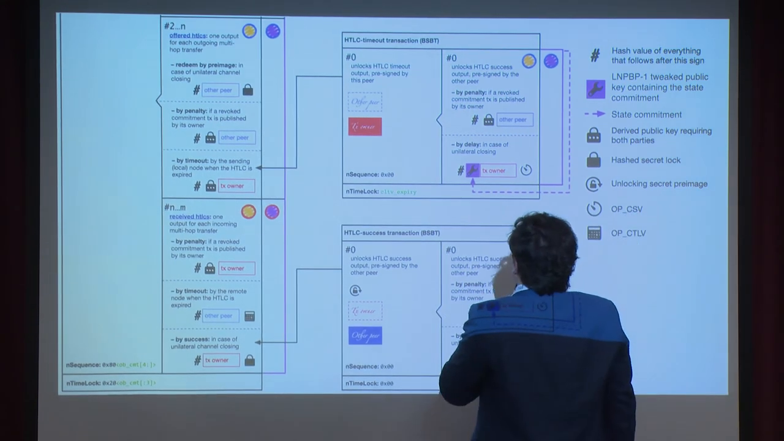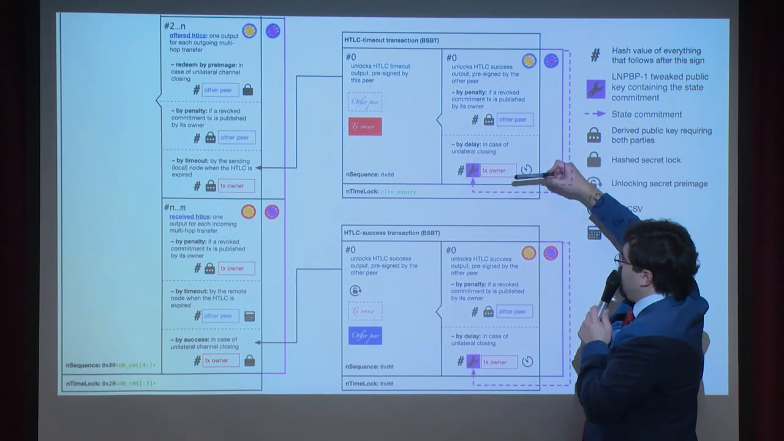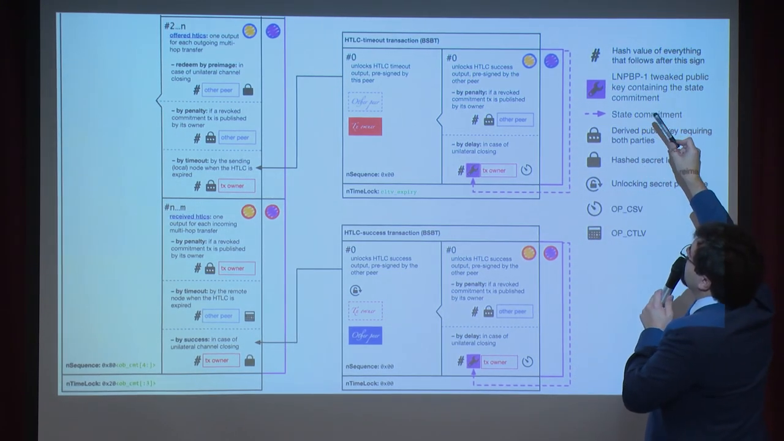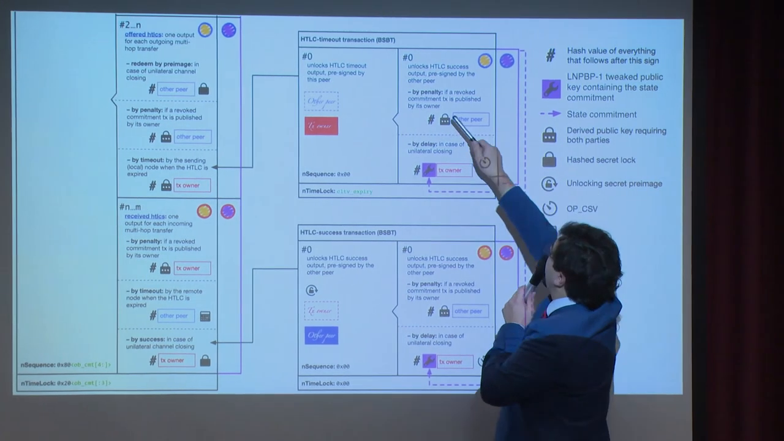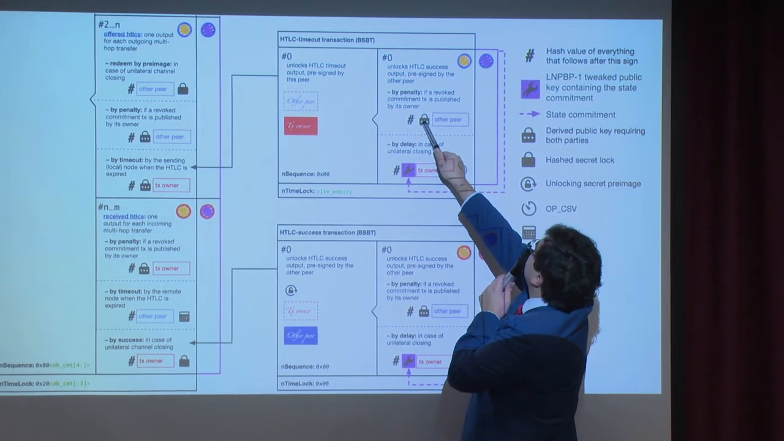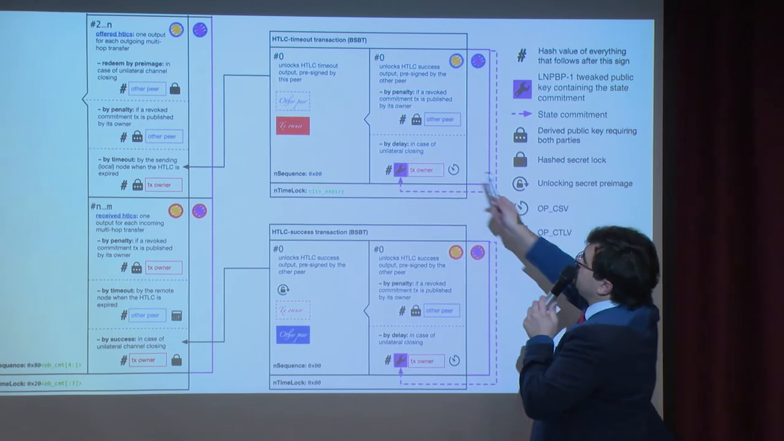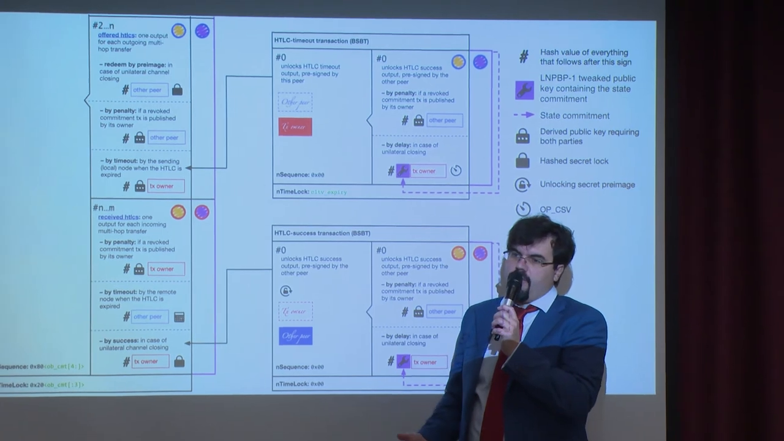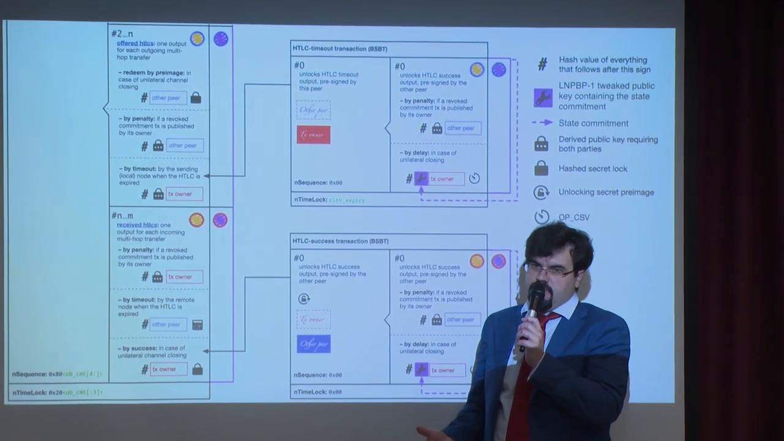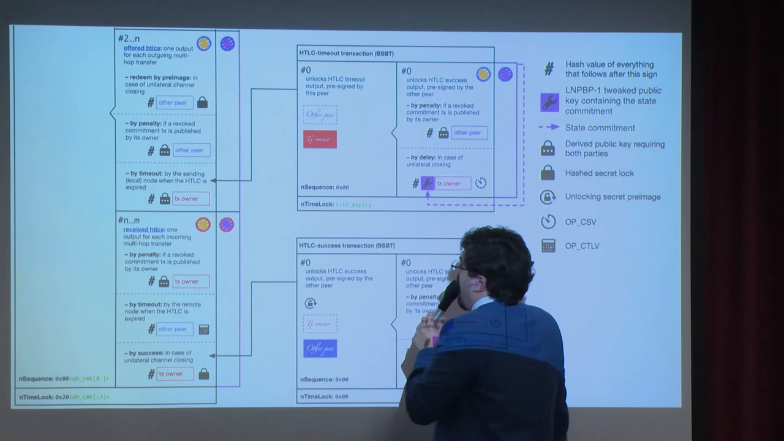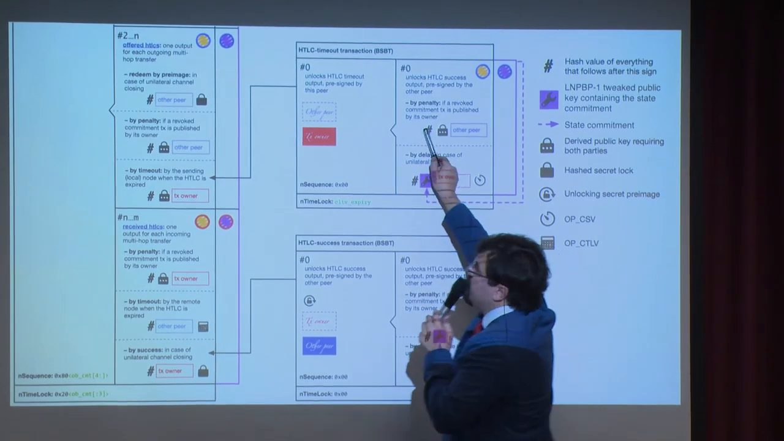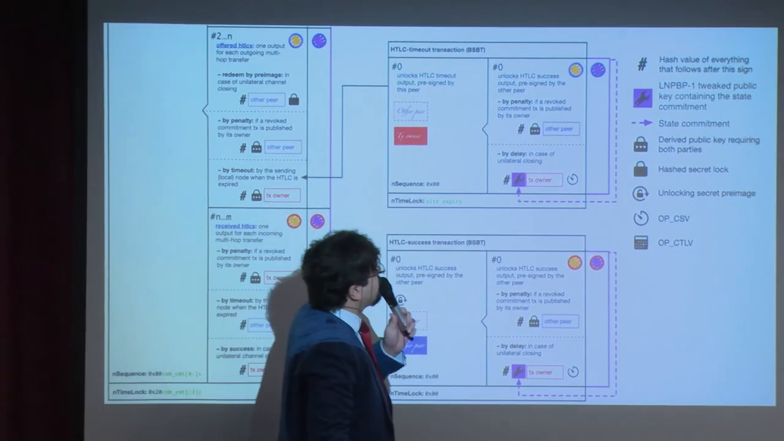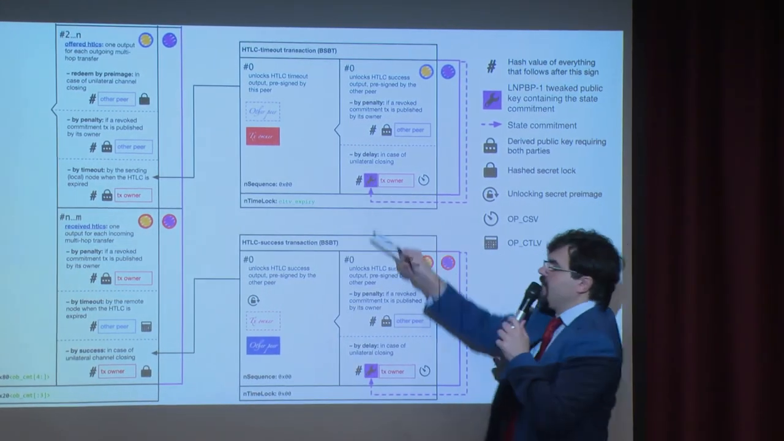Yeah. They are pretty much the same because each of them also has a by-penalty and a by-delay output with a time lock and with a just-derived key. By penalty is always used when you publish not the most recent version of the state transactions. And again, because this transaction spans the seal, we must commit to the new state within these transactions.